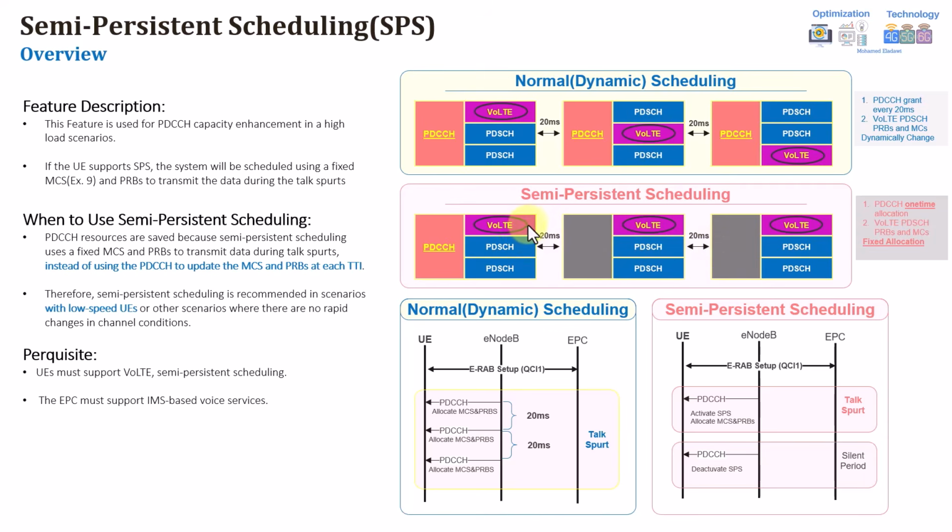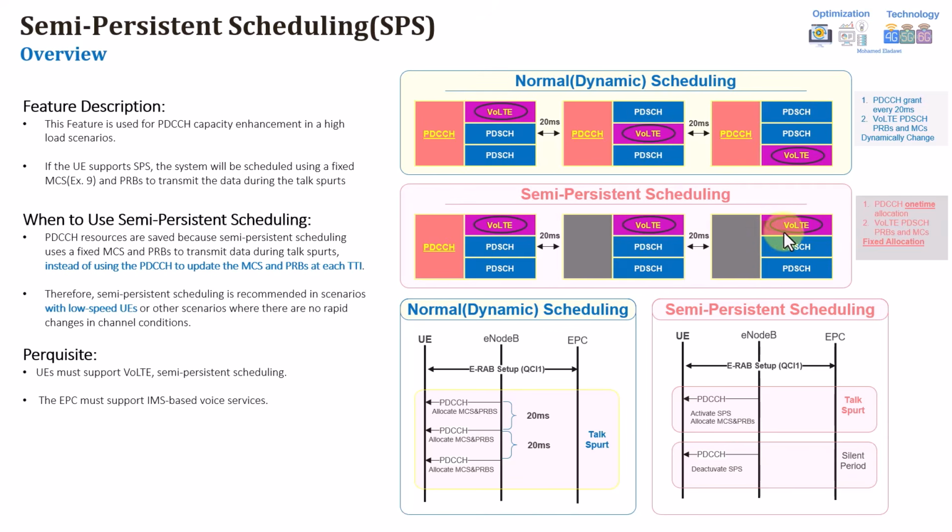For example, it will have a fixed number of resource blocks with fixed location and also fixed MCS. Let's assume, for example, MCS 15 or 14 or whatever. So the same resources and location for PRBs and MCS will be used all over the call. This means that every 20 milliseconds, there will be no need for allocation of PDCCH resources. So this will save the PDCCH and will have a great improvement in the PDCCH allocation, as you can see here.